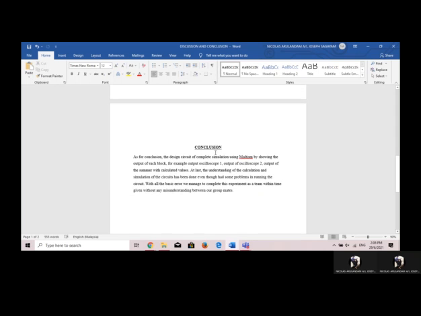As for the conclusion, the designed circuit is complete with simulation using Multisim, showing the output for each block, for example output of oscilloscope 1 and oscilloscope 2, with calculated values. At last, the calculation and the simulation of the circuit have been done, even though there were problems running the circuit with basic errors. We have managed to complete this experiment with our teammates without any misunderstanding among our group mates. Thank you very much.